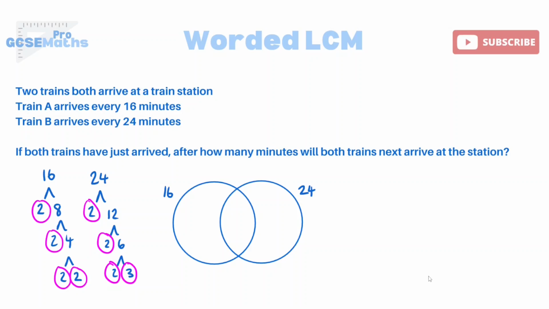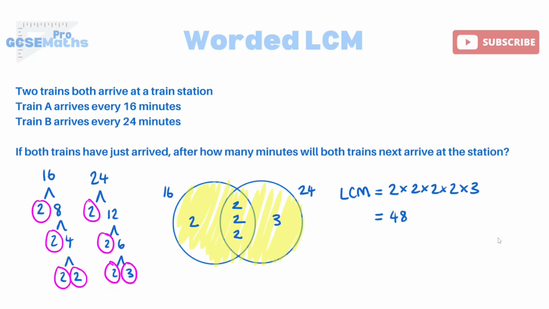Filling in my Venn diagrams, I first do the overlap, so whichever pairs of numbers I have. I've got a pair of 2s here, so that will go in once. I've got another pair of 2s, so twice, and a third pair of 2s, so 3 times. Then left over, I've got a 2 on the 16 side and a 3 on the 24 side. To find the lowest common multiple, I need to multiply together everything in the Venn diagrams. So the lowest common multiple in this case would be 2 times 2 times 2 times another 2 times 3, which gives me 48.